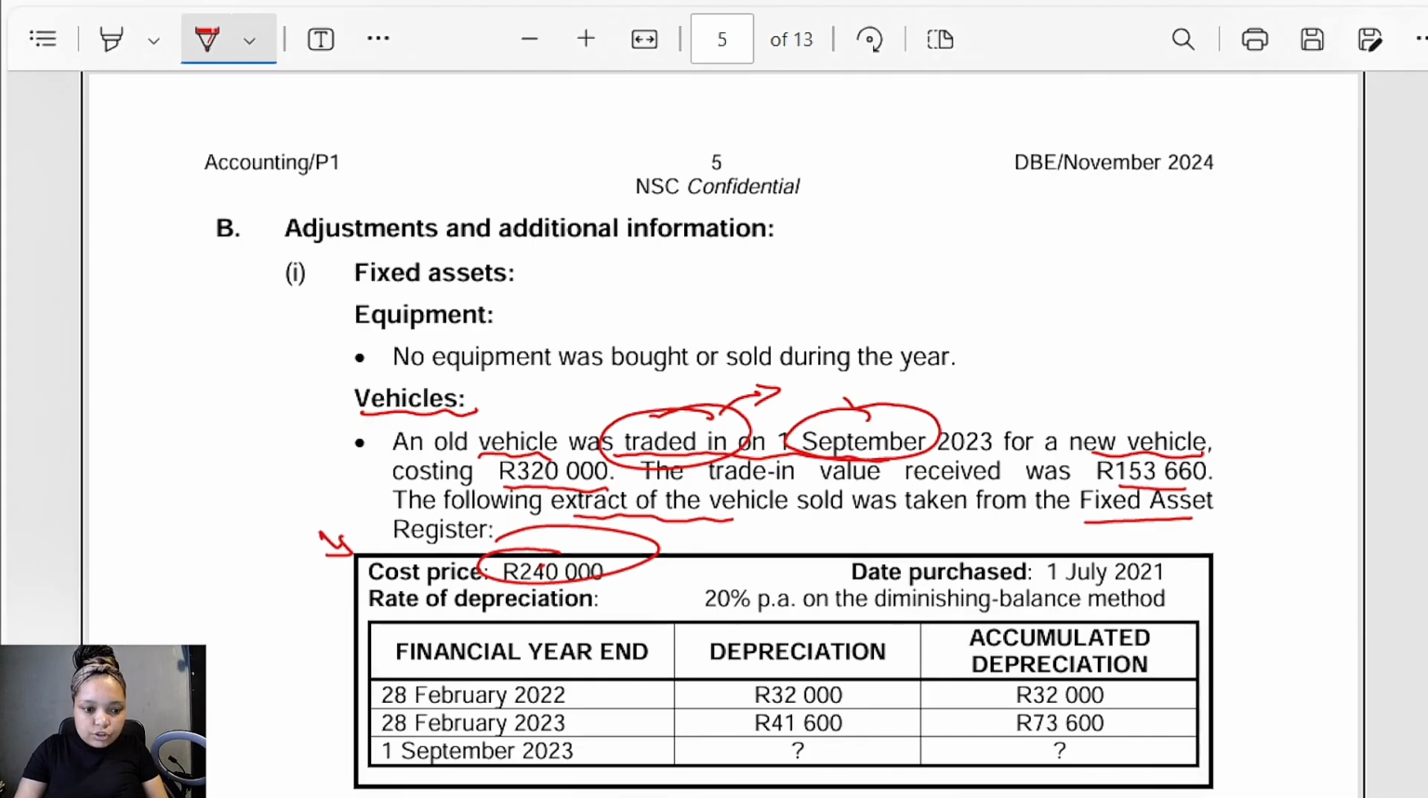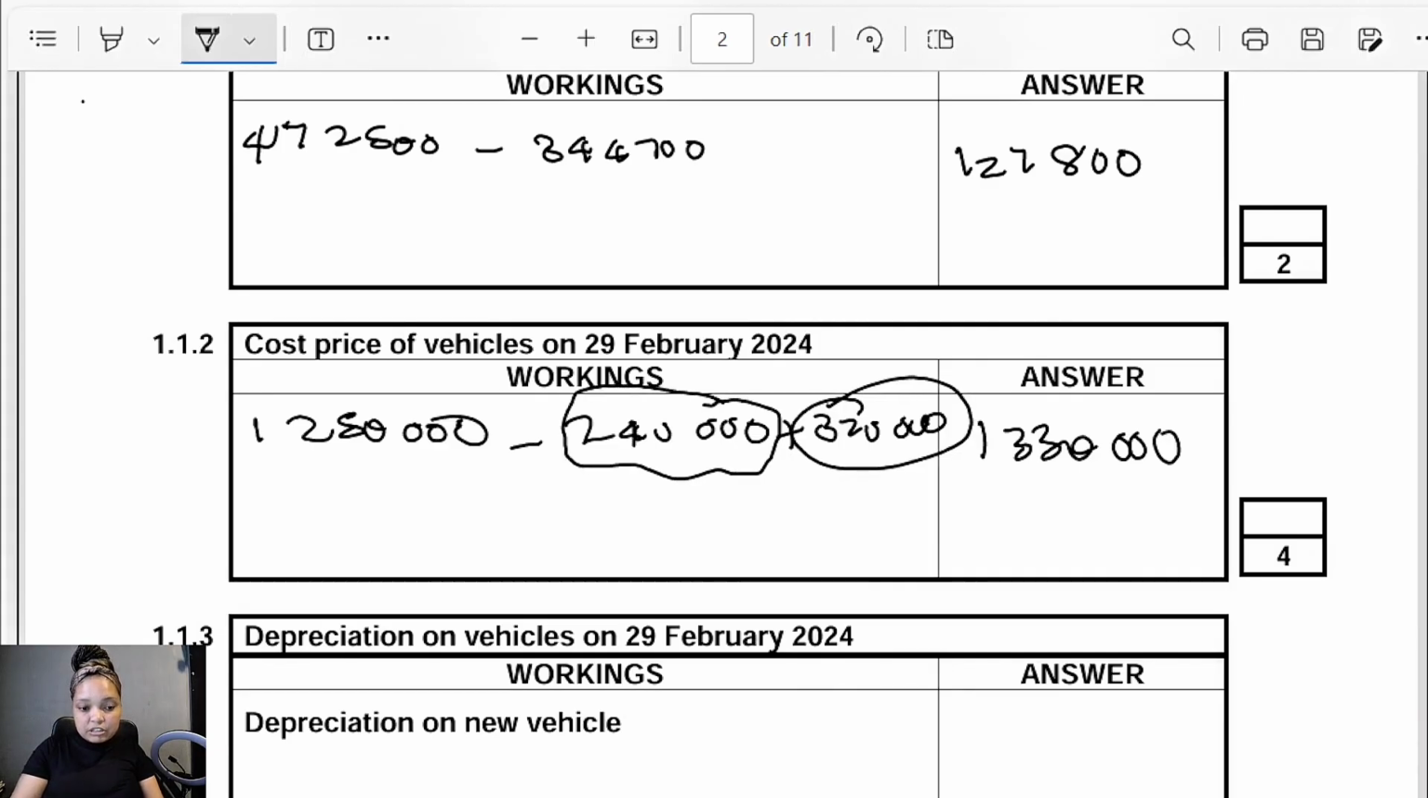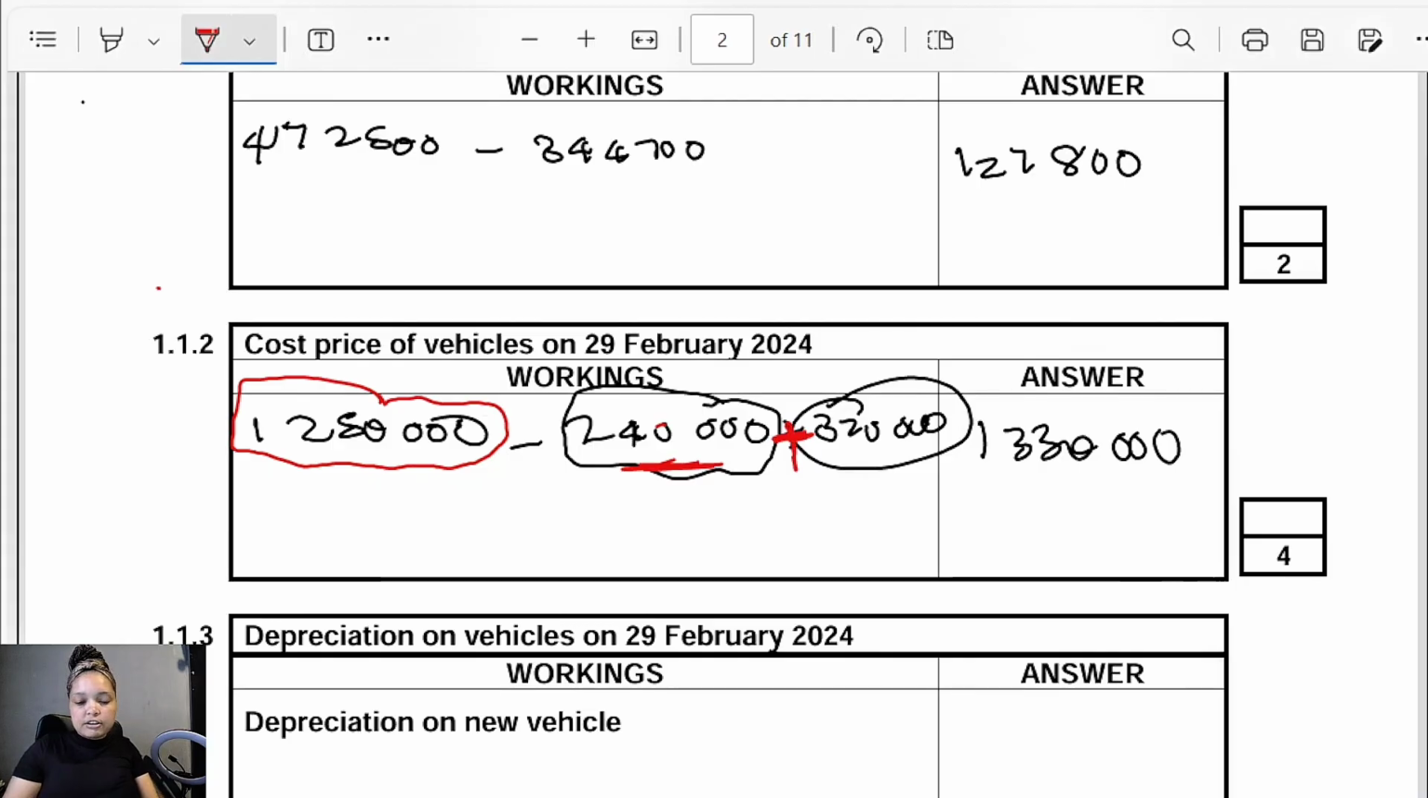And then the new cost price of the traded in vehicle cost 320,000 rands. We have to add it. So we add this one, 320,000 rands. So how much does this give us? This gives us a total of 1,330,000 rands. Remember, this is the cost of the new vehicle. This is the vehicle that does not exist within the business anymore because of the trade-in. And this is the balance at the beginning. It is what the company owned at the beginning of this year, minus what we don't have anymore, plus what we currently have, or what we currently bought.